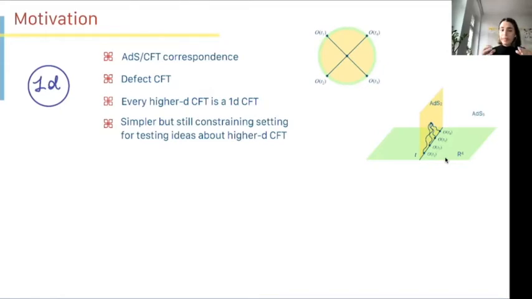Moreover, every higher dimensional CFT gives a one-dimensional CFT because we can restrict the correlators to lie on the line, and we can impose the axioms of the conformal group in one dimension, which is SL(2,R). And finally, it's a simpler setting, but it is constraining enough to test some ideas about higher dimensional CFT.